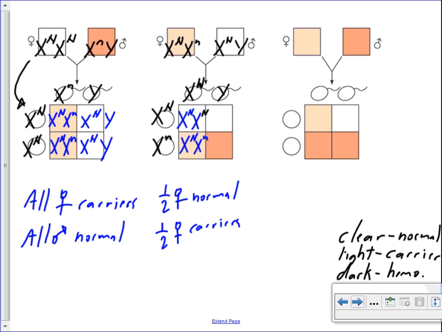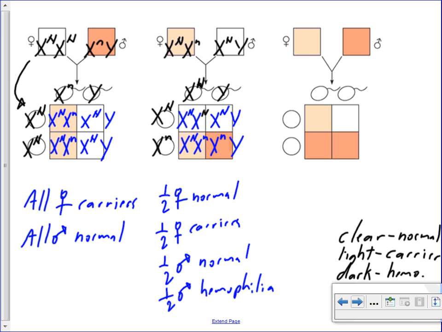For the males, first one here at the top, we have X with the big N and a Y. And the last one, a male with hemophilia, X little n and Y. So we have one half of the males that are going to be normal, non-hemophiliac, and we have one half of the males which will have hemophilia. Our final Punnett square that we have here.